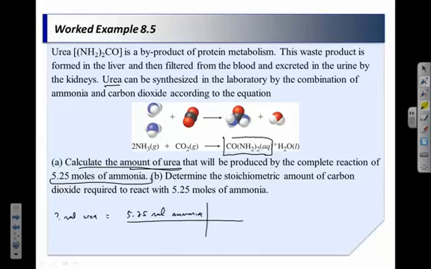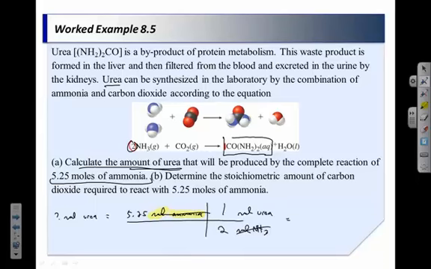Again, keep the substance with the unit, because moles of one substance is not necessarily the same as moles of another substance. In this case, when I balance the reaction, 2 moles of ammonia are needed for every 1 mole of urea. So that's my relationship. If I want to cancel moles of ammonia and get moles of urea, 2 ammonia for every 1 urea, and so that allows me to cancel and get the units I want.